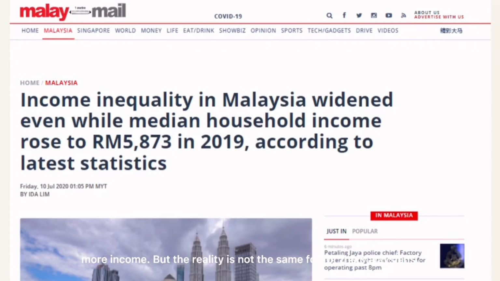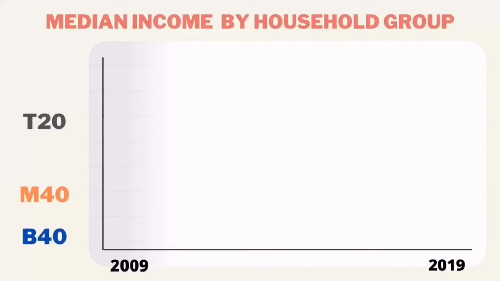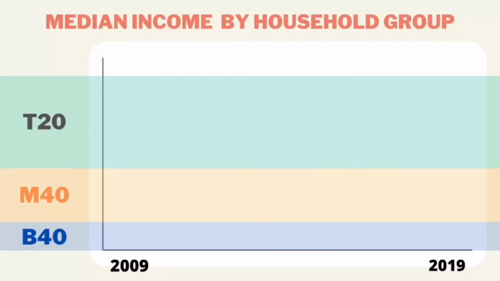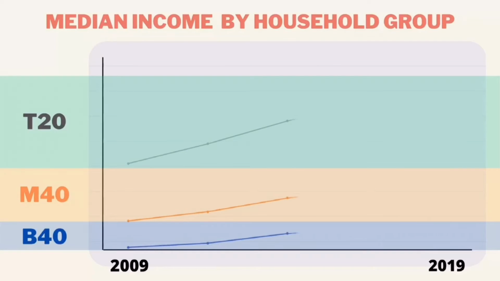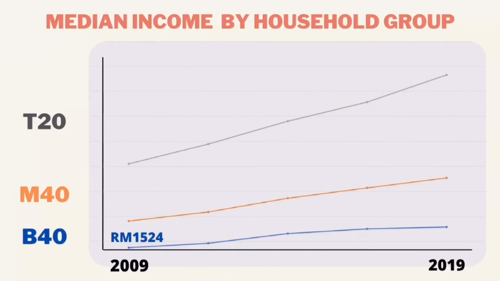From this figure, we can say people start to gain more income, but the reality is not the same for all Malaysians. Malaysia is divided based on household income, which is the top 20%, the middle 40%, and the bottom 40%. In 2009, median income for B40 group was RM1,524, and in 2019, the median income has increased to roughly RM3,166. On the other hand, the T20 group increased from RM8,220 in 2009 to RM15,301 in 2019.